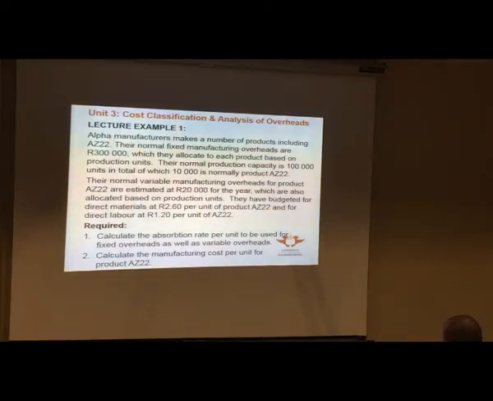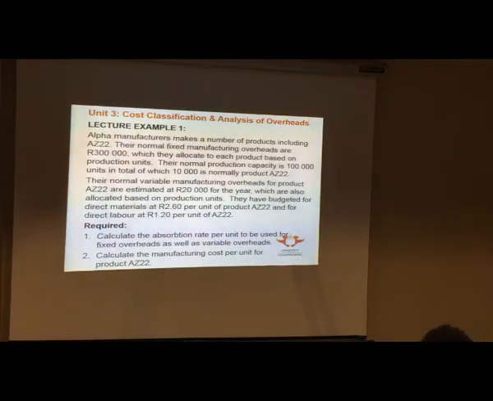Ma'am, please say that again. Okay. From the beginning. 300,000 Rand divided by 100,000 units is 3, right? Times 10,000. So your total cost that you're allocating to this item must be 30,000. Do you agree? Yes. So you've got two columns, a column for total and a column for per unit. So your total fixed manufacturing overhead that you're allocating to product AZ22 must be 30,000 Rand. Do you agree?